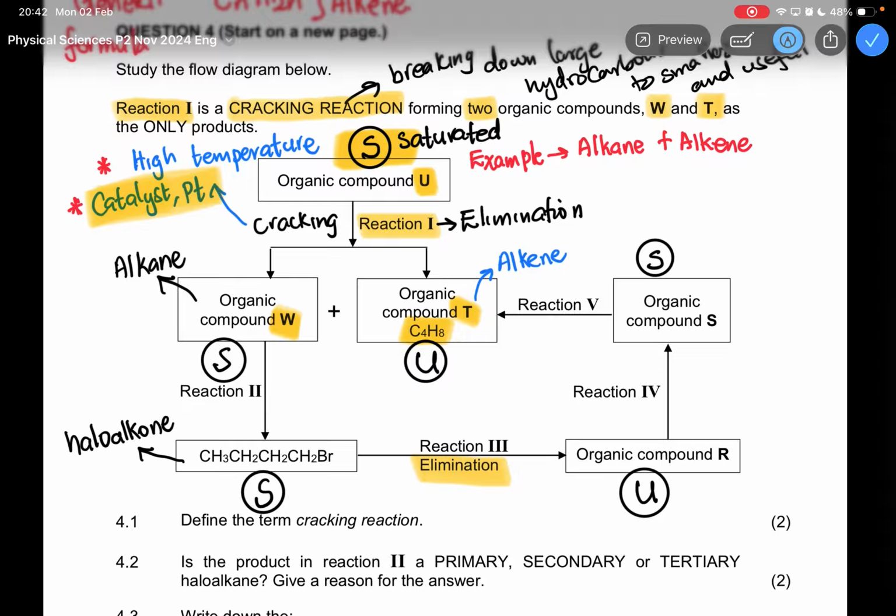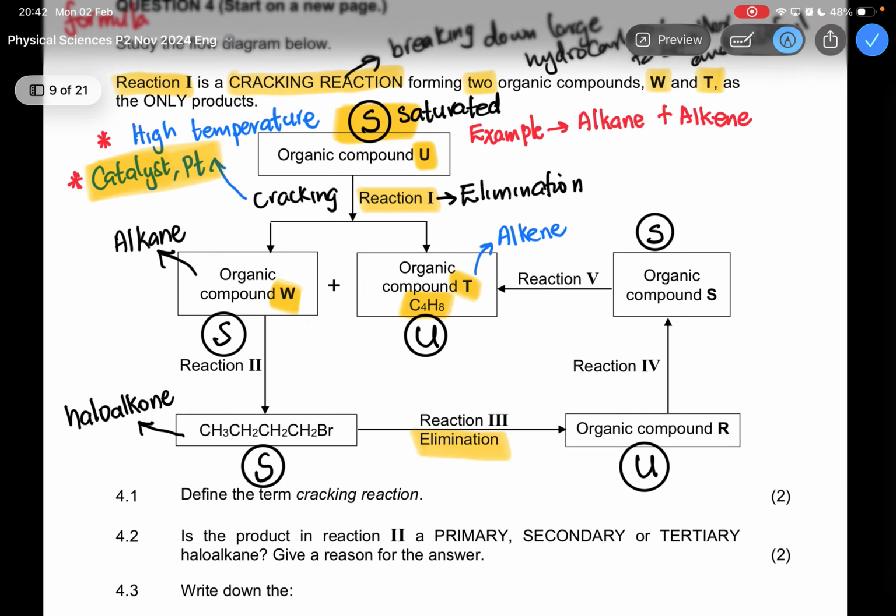Let us look at reaction number 2, because we have established reaction 1 and stated its reaction conditions. Organic compound W undergoes reaction 2 to form that compound CH3, CH2, CH2, CH2Br. So again, let us learn.